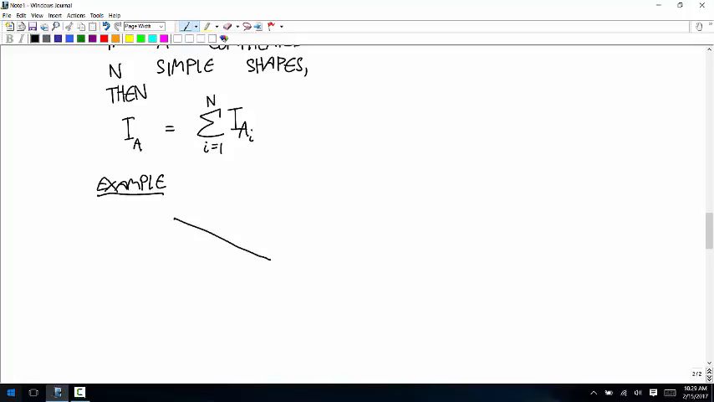So let's say we have this T-shaped object that's connected to the ground by a pin joint. Let's say the thickness everywhere is 0.1 meters. And this length is 1 meter. And this length is 1 meter.